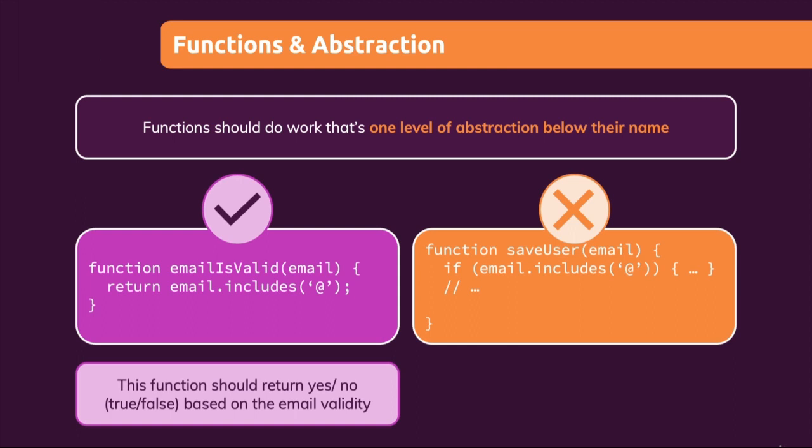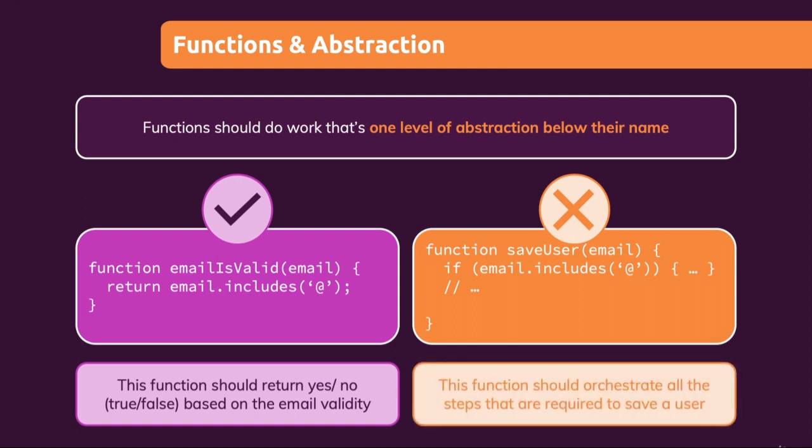If a function is called saveUser, it should just orchestrate all the steps that are required to save a user. So here we got a too big gap between the level of abstraction implied by the function name and the level of abstraction of the actual operation we do in this function. And I know that this can sound super overwhelming and confusing. It is something that comes with experience and where just thinking about it is already worth a lot.